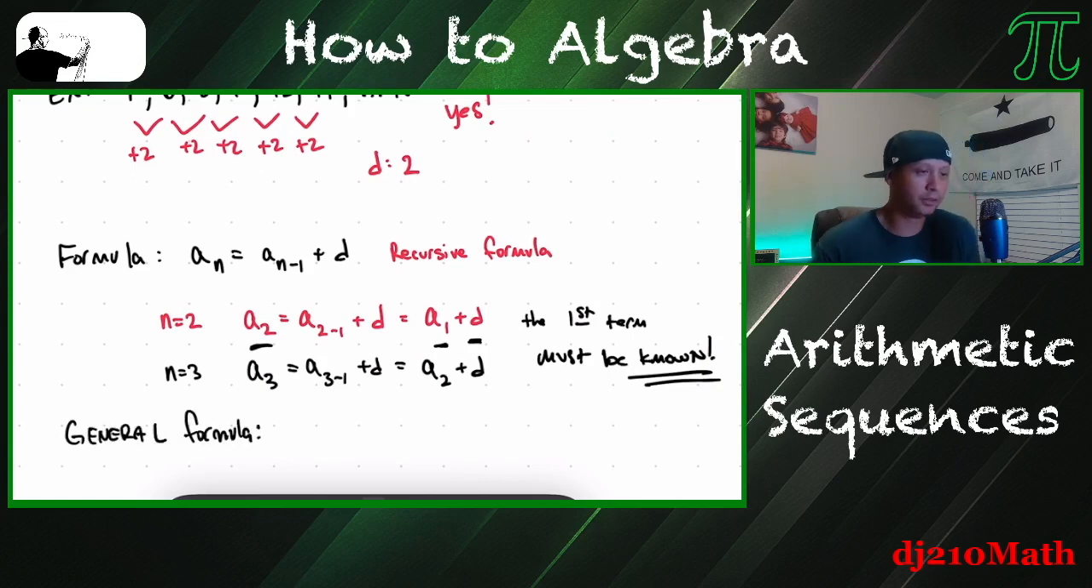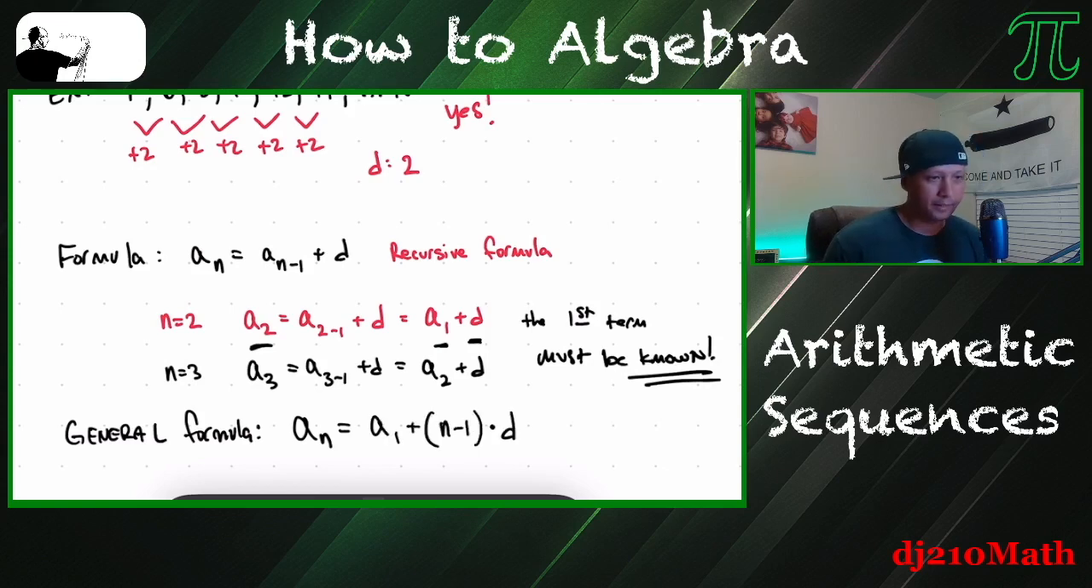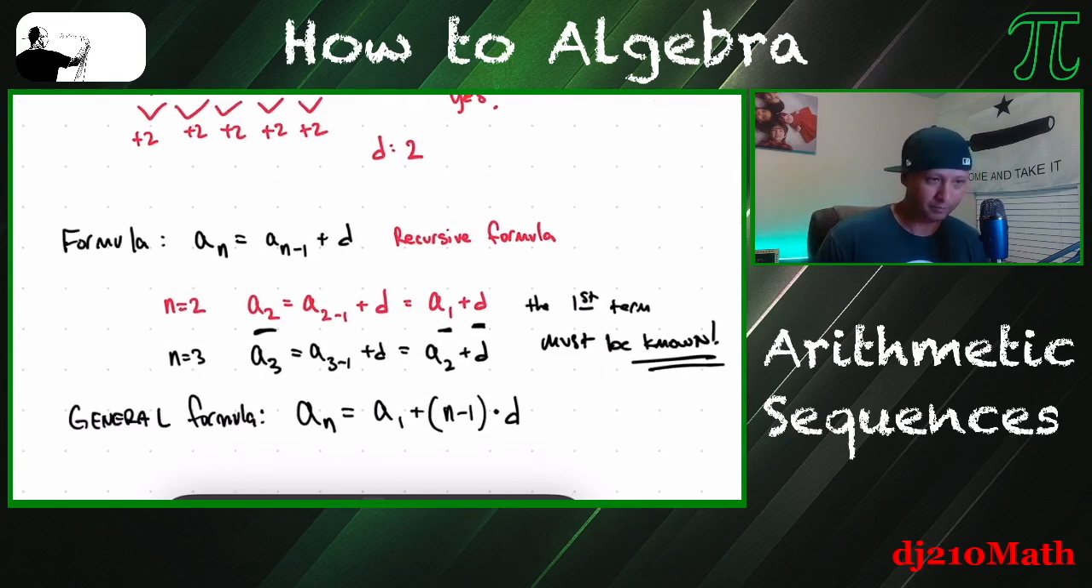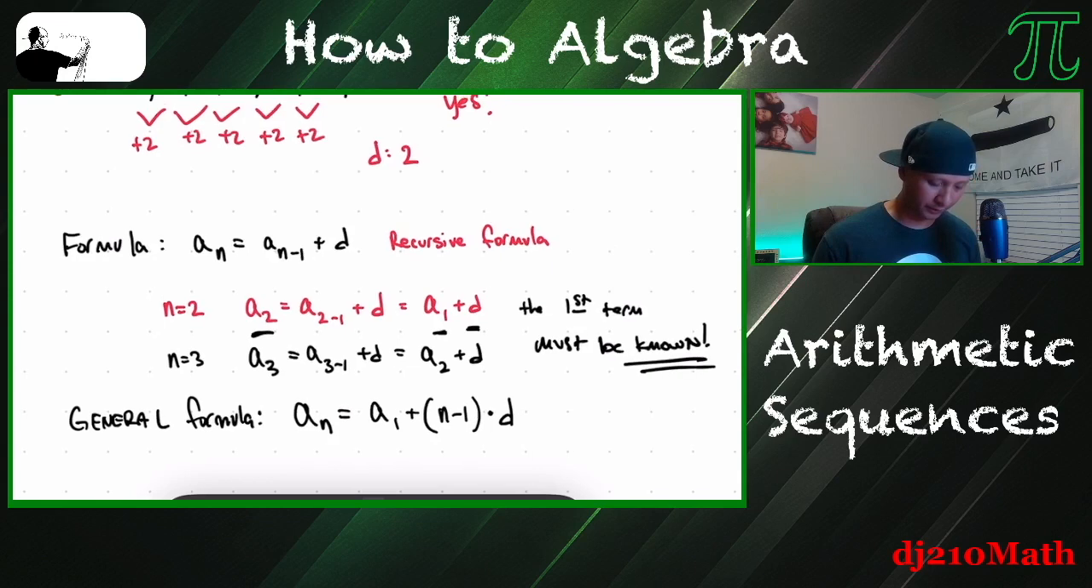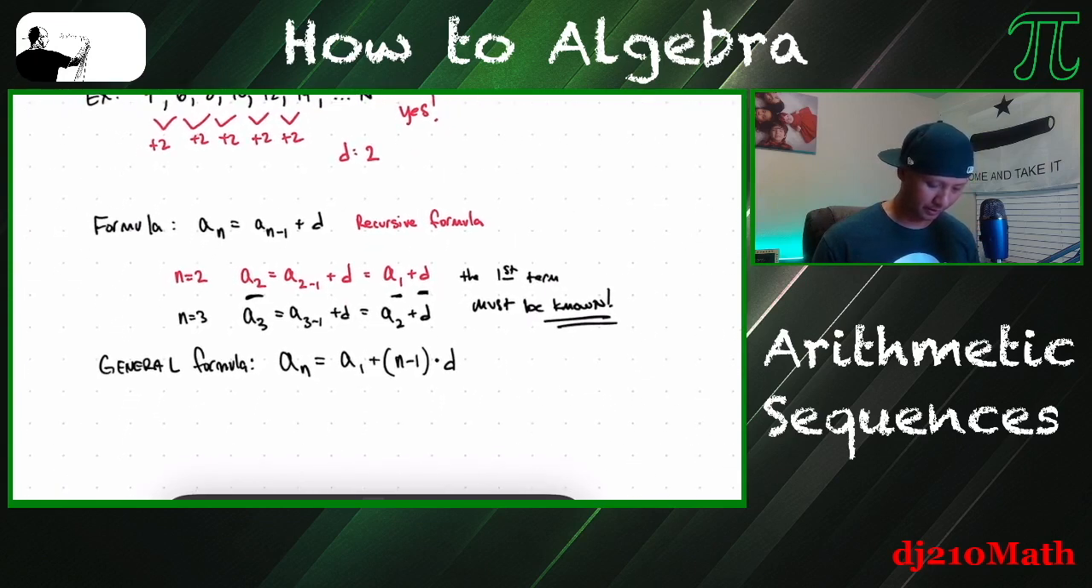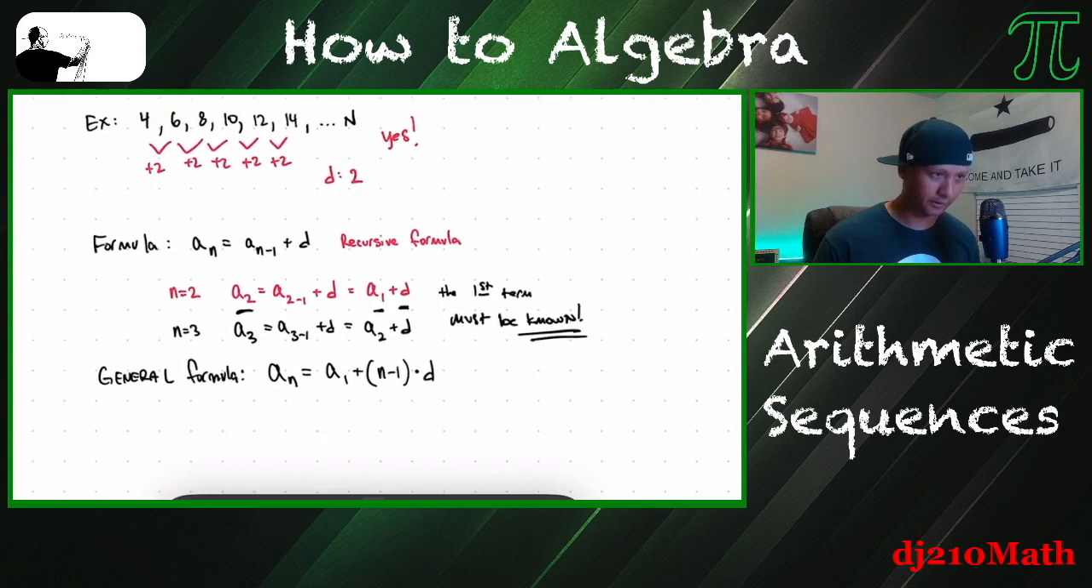So in general, as long as it's an arithmetic sequence, the formula I'm about to give you is always going to be valid. Any term in any arithmetic sequence can be found by taking the very first term in the sequence, and then adding to it n minus 1 times the common difference.